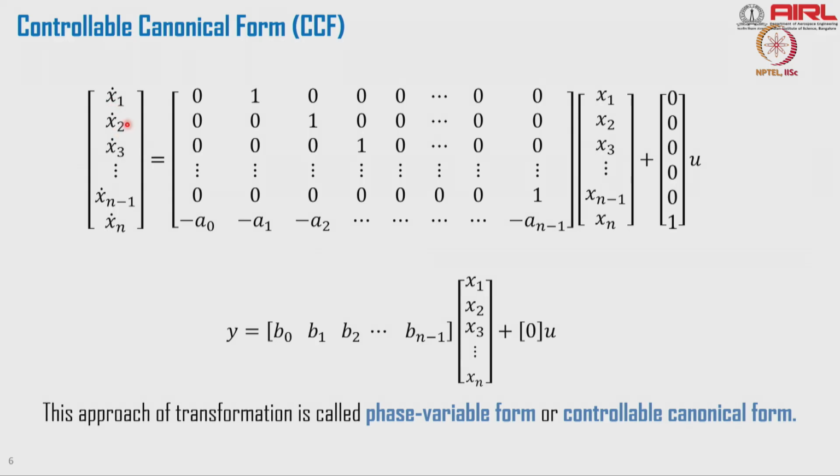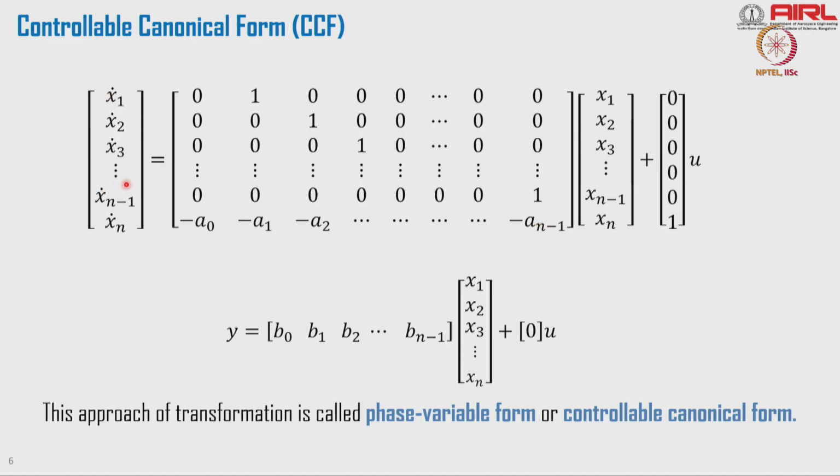x1 dot, x2 dot, x3 dot, all the way to xn dot. x1 dot is x2, that's why 0, 1, and the rest of the elements are 0, it does not depend on the rest of the states. Similarly, x(n-1) dot does not depend on the other states, it depends on the nth state. xn dot has all the denominator coefficients a_0, a_1, a_2, a_(n-1), and it depends on u. So I can represent them.